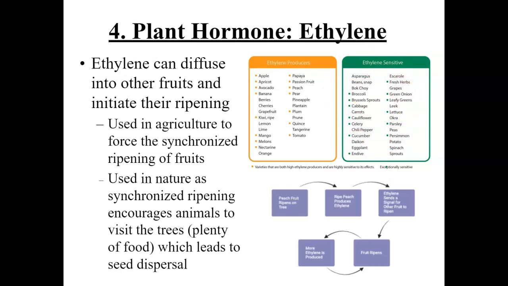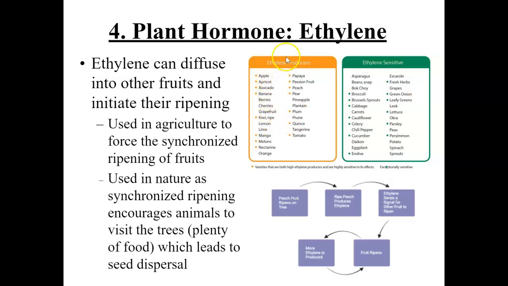So that's why you often see, for example, bananas are ethylene producers. If you put your bananas near your grapes, it would cause the grapes to ripen faster. But grapes themselves don't produce ethylene, so they don't ripen off the vine without this.